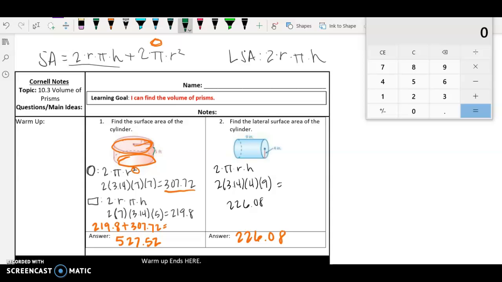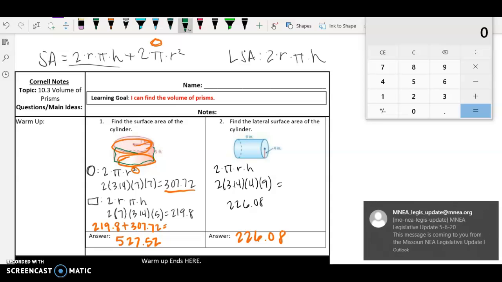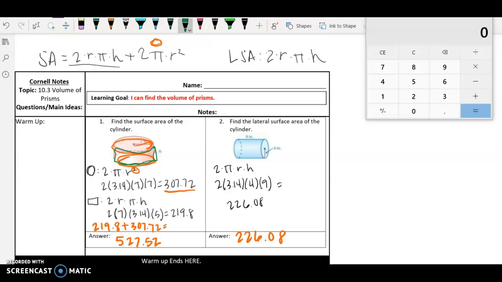Then we need to find the area of the middle side of the soda can, the outside part of that soda can. And so that is 2 times our radius times pi times our height. And so we have 2 times 7 times 3.14 times 5, because that's our height. And that's 219 and 8 tenths. And so we're going to add up these two numbers that we just found. And when we do, we get 527 and 52 hundredths. And this is going to be feet squared.